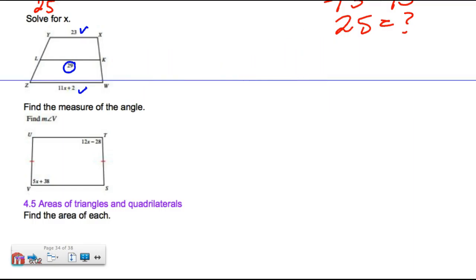All right, let's go take a look at the next one. Find the measure of angle V right here. Well, what do I know here? These are all trapezoids because they told me. And this is an isosceles trapezoid because these are marked. For the isosceles trapezoid, opposite angles are congruent. So, well, what's the best way to put this?